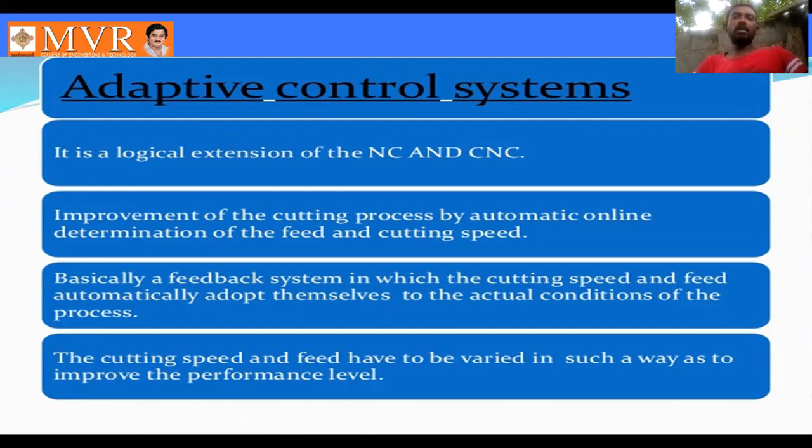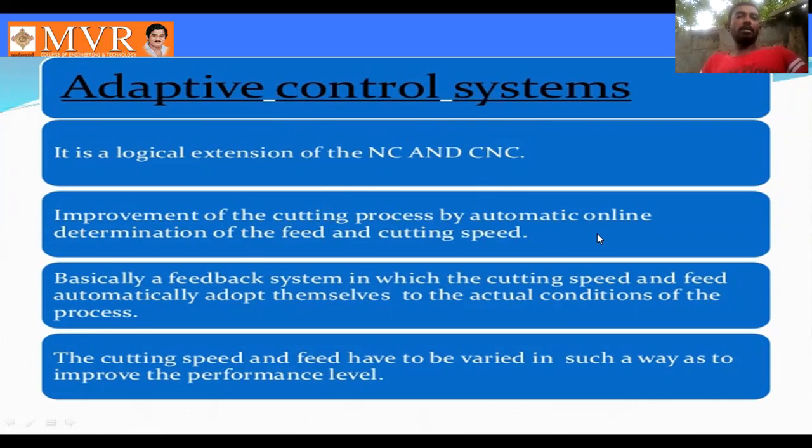Now, ACS, adaptive control systems. It is a logical extension of NC and DNC. In the previous lecture we discussed NC and CNC. The logical extension of NC and CNC is nothing but adaptive control systems. It is an improvement of the cutting process. ACS systems are extended to NC and CNC machines to improve the cutting process, so they introduced adaptive control systems.